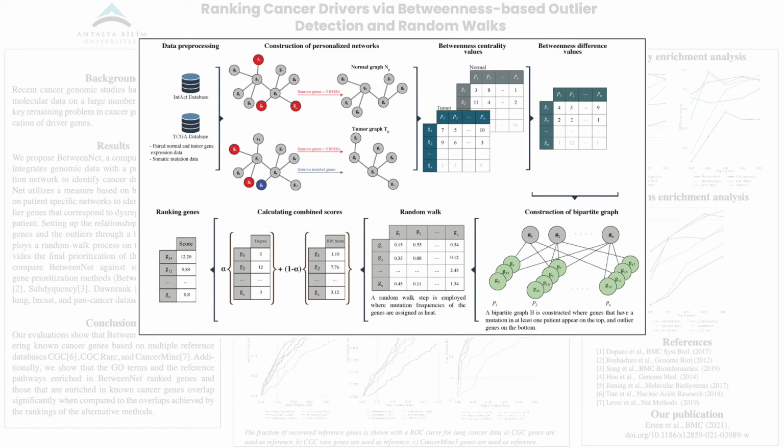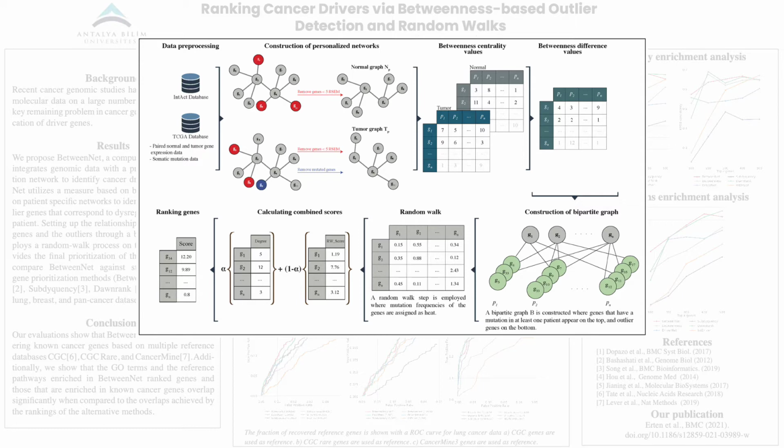Here, the main steps of the BetweenNet algorithm are shown in the following figure. For each sample, we have gene expression measurements for both normal and tumor tissues, and also somatic mutation data from the TCGA database. In addition to gene expression and mutation data, we also employ protein-protein interaction data from the IntAct database. The next step is the construction of the personalized network.